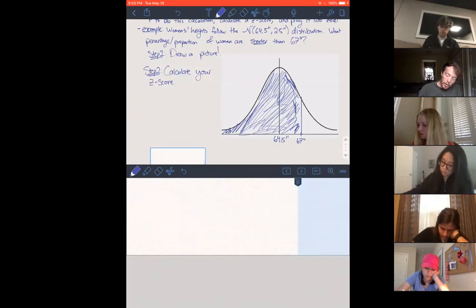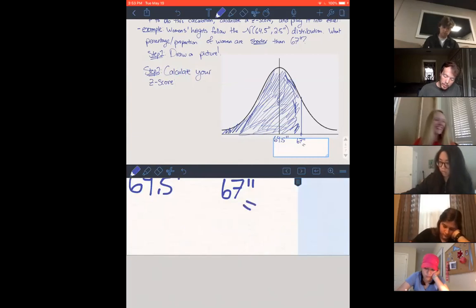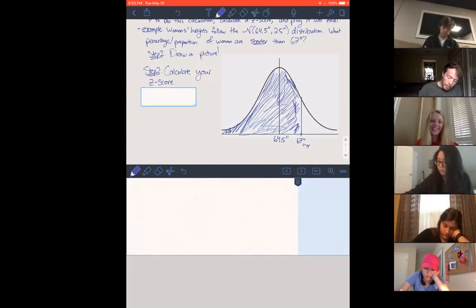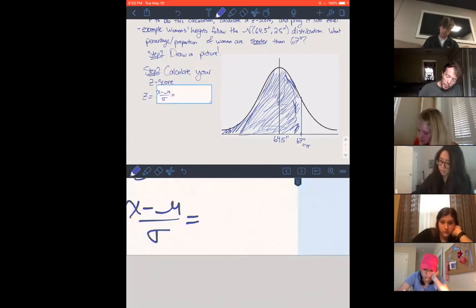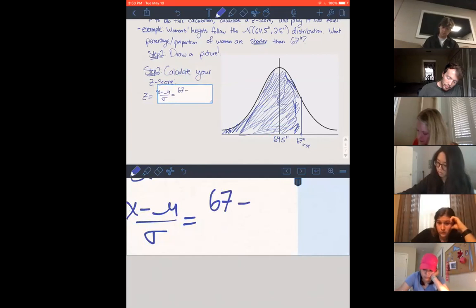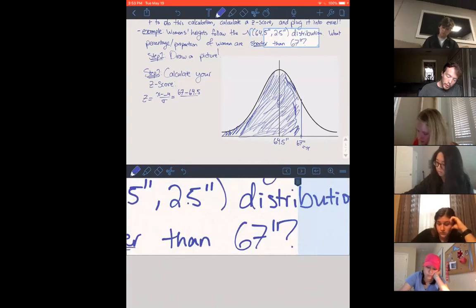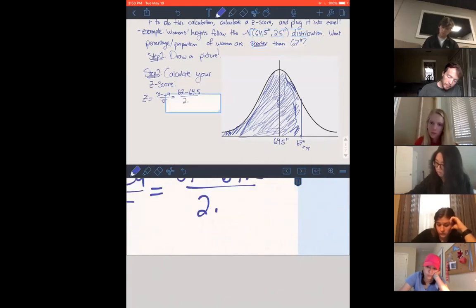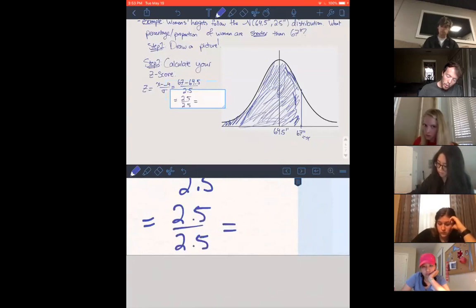Here, we want to know the cutoff 67 or lower. So 67 is our z-score of interest, and we'll call this x. The z-score is equal to x minus mu over sigma. In this case, our x is 67, our mu is the center point, 64.5, and we are going to divide by the standard deviation, which is given to us as 2.5. That is 2.5 over 2.5, or 1. Okay, so we found our z-score.